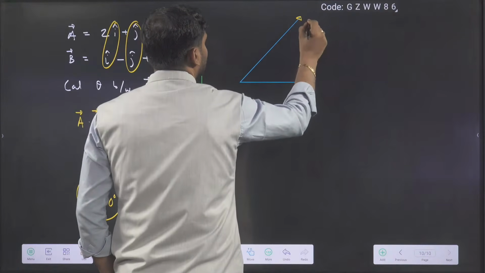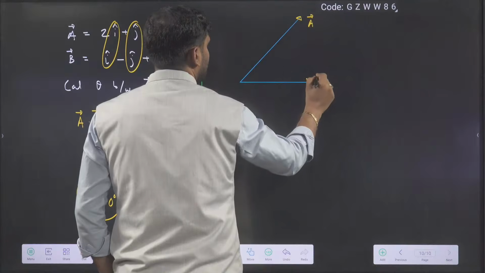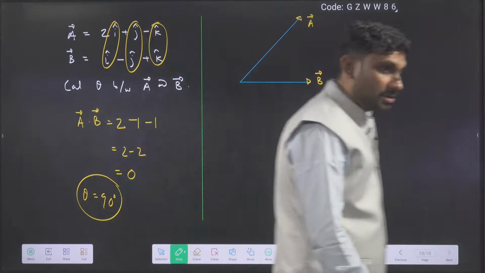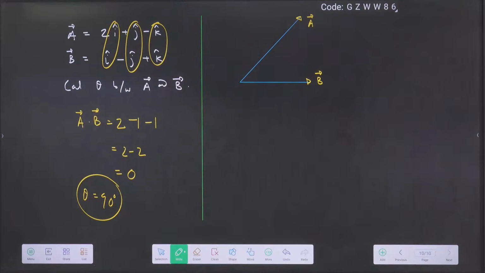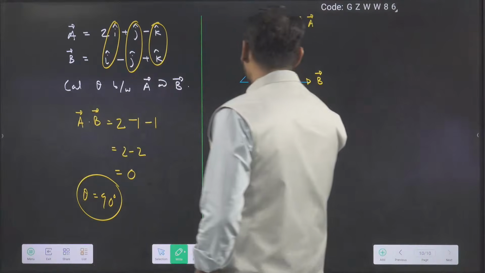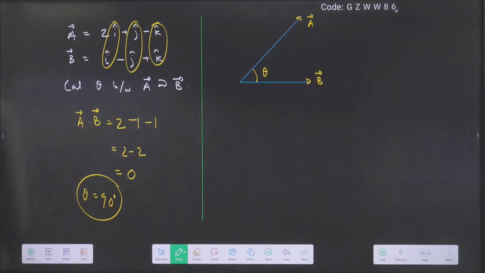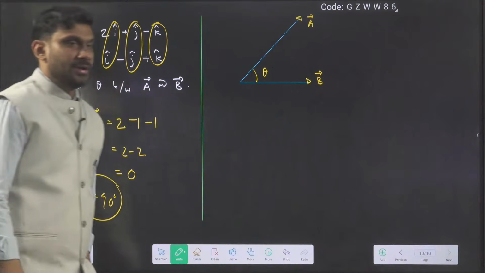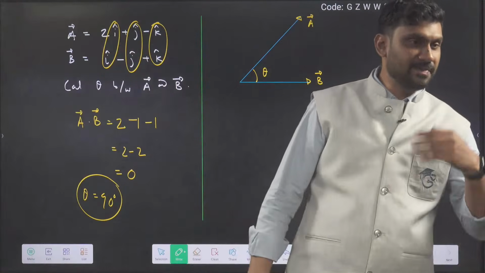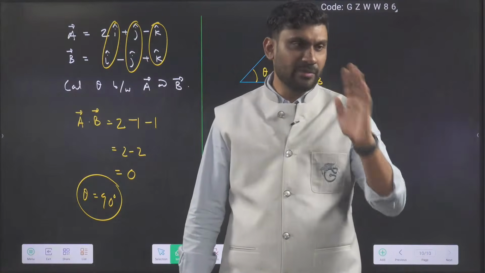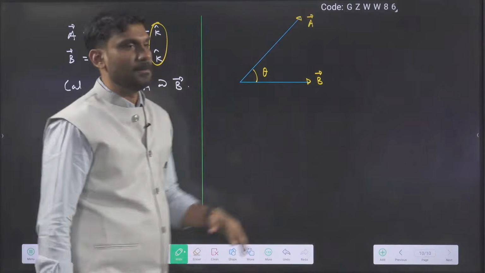This is A vector and this is B vector. Correct? A vector and B vector, and the angle between them is theta. We are saying the angle between them is theta. Right? Okay. That's what I am explaining now, Nitra. You will understand now. That's what I am exactly explaining now.